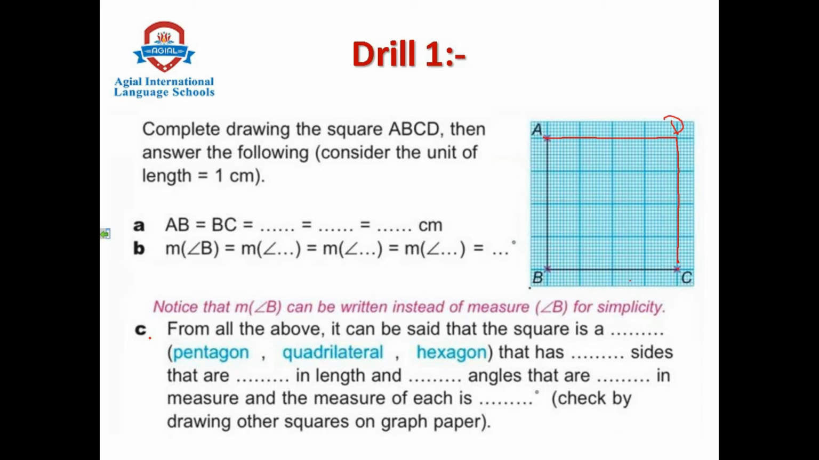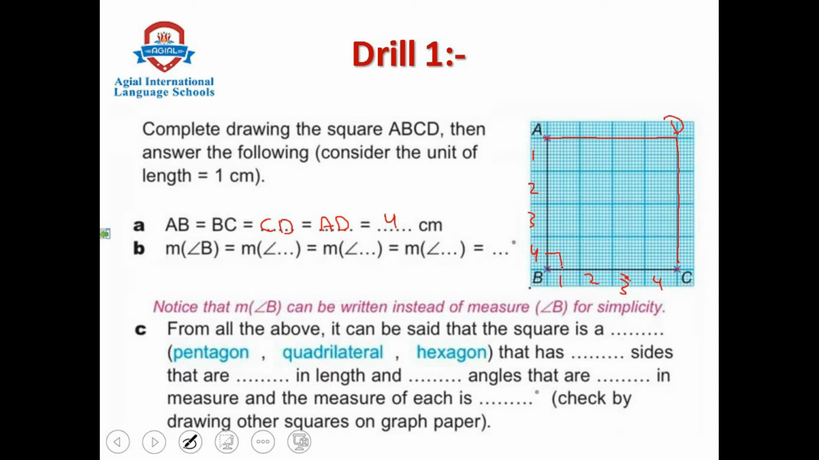In letter A, we have AB equal BC. Why? Because AB is 1, 2, 3, 4 centimeters and BC is equal 1, 2, 3, 4 centimeters. And also equal CD, 1, 2, 3, 4. So CD is equal 4 centimeters and AD equal 1, 2, 3, 4, so equal 4 centimeters.